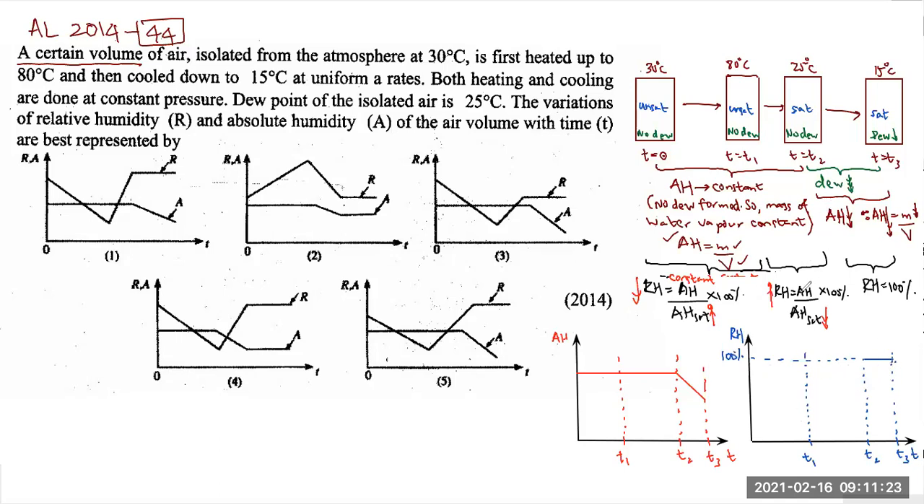From T1 to T2, RH should increase, so we can expect a graph like this. And from T equal to 0 to T equal to T1, RH should decrease. But you have to be careful. RH is not going to decrease from 100. It will decrease from a value less than 100, like this. Why? At 30 degrees Celsius, RH is definitely less than 100. It can't be 100 because the air is unsaturated. The temperature is greater than the dew point. So your graph should start like this.